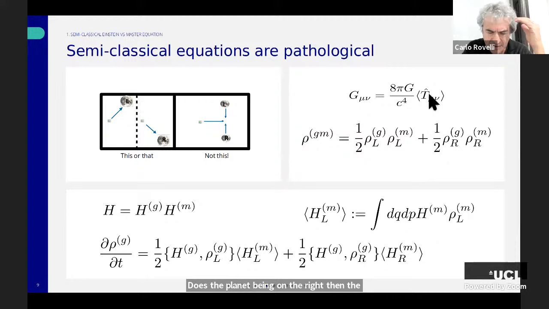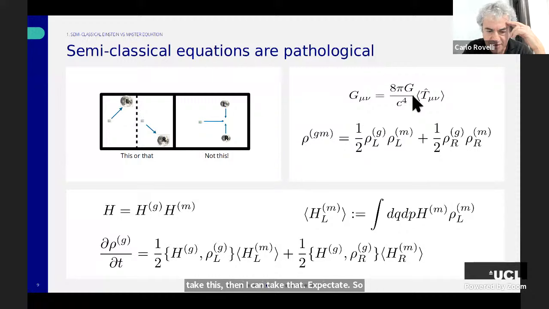You would have a statistical mixture on the right, and you would have a statistical mixture on the left. Then I can take this, and then I can take that expectation. What I'm saying is, if I take this equation seriously and I take the expectation value, now you can do something different.